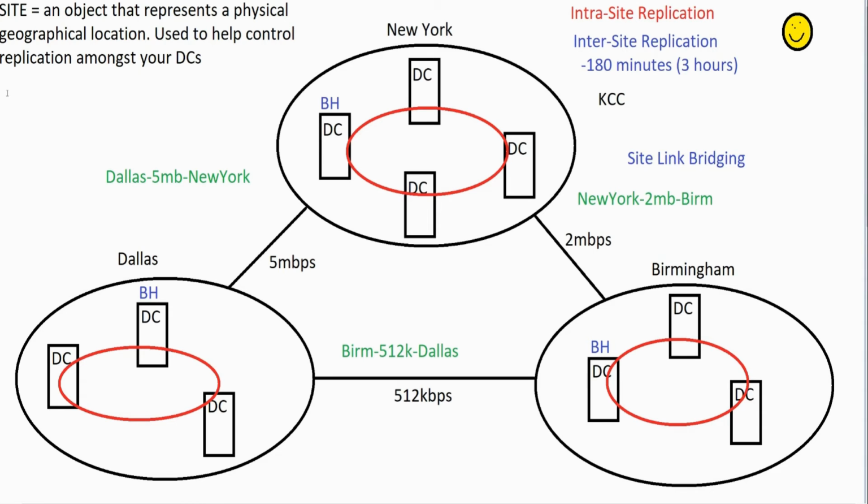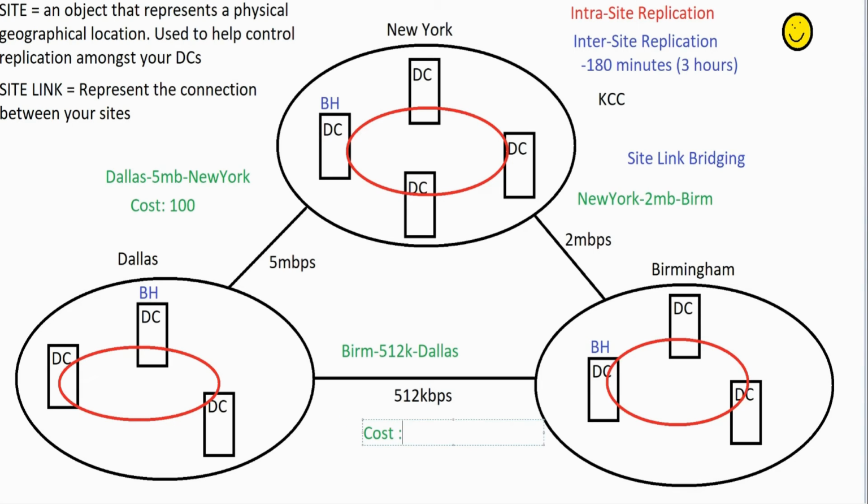So again, a site link is going to represent the connection between your sites. Now, this connection has this number called cost, and the default cost is always 100. That's just the number they chose. So every one of these has this number that is set to 100.